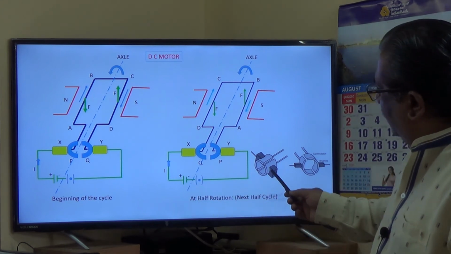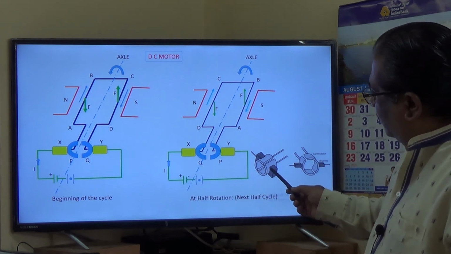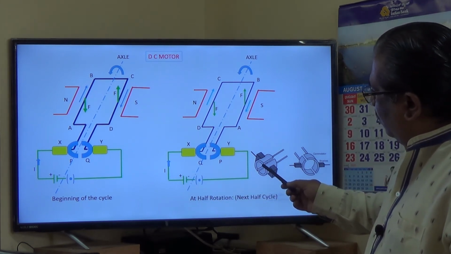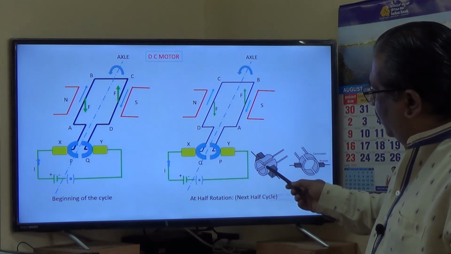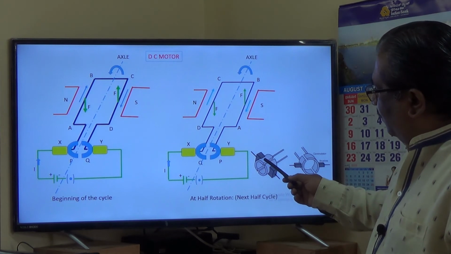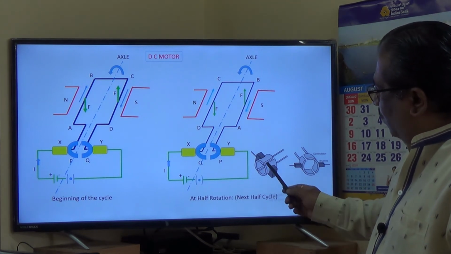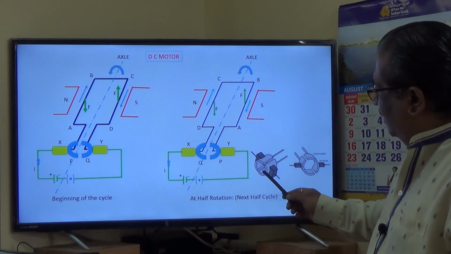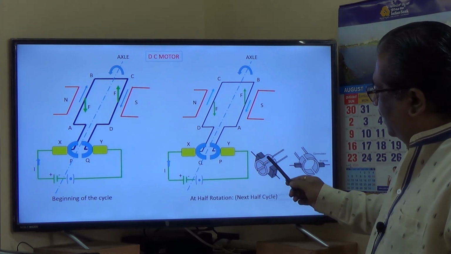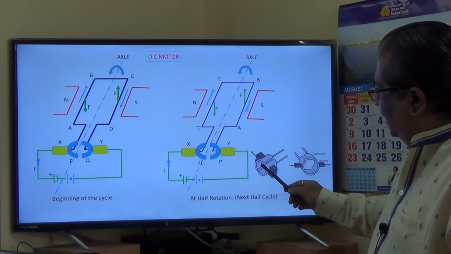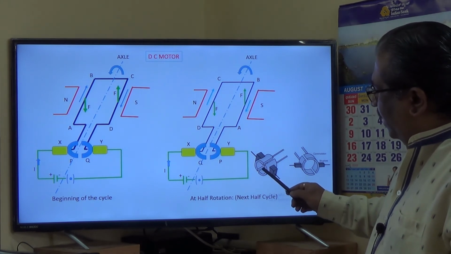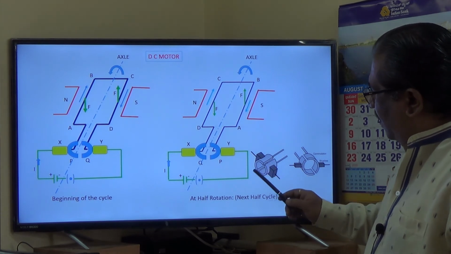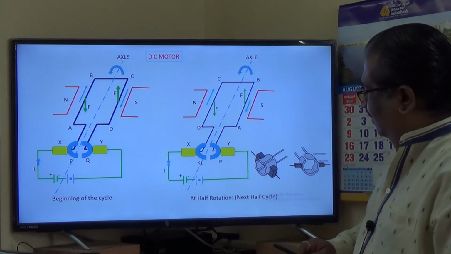Here you can see very clearly the split ring commutators. A hollow cylindrical copper bush which is split into two halves is called a split ring commutator. One half this side, another half this side, and these two halves, externally these are conducting surfaces, internally these are insulated surfaces, and inside an axle is mounted, or the split ring commutators are fixed onto the axle.